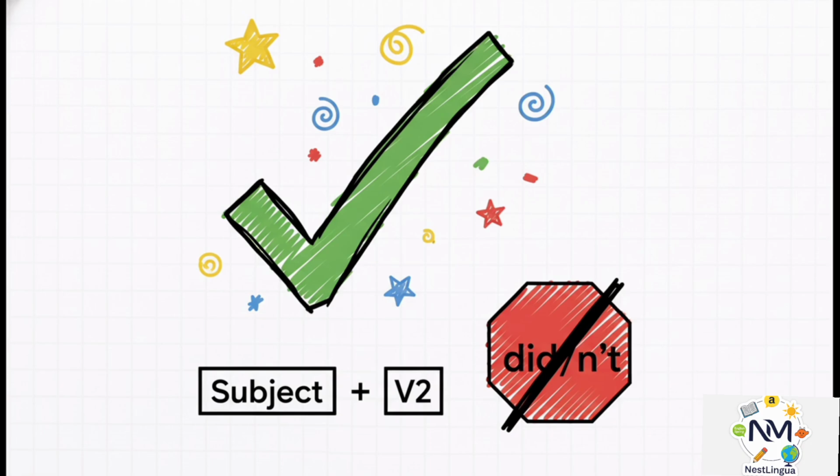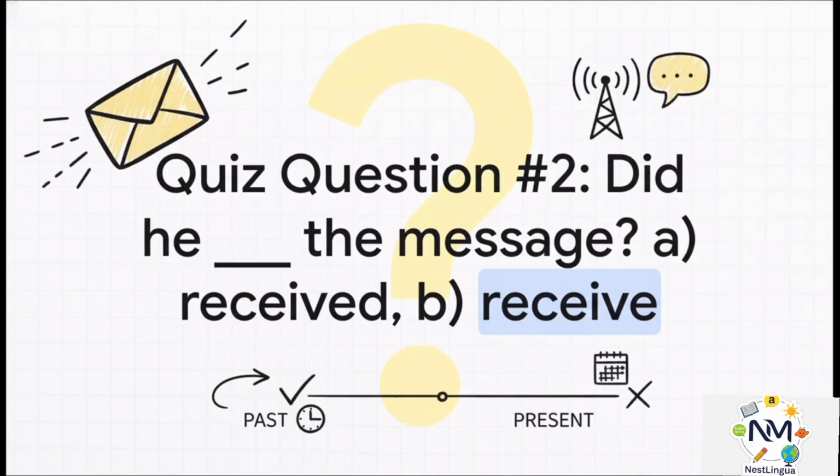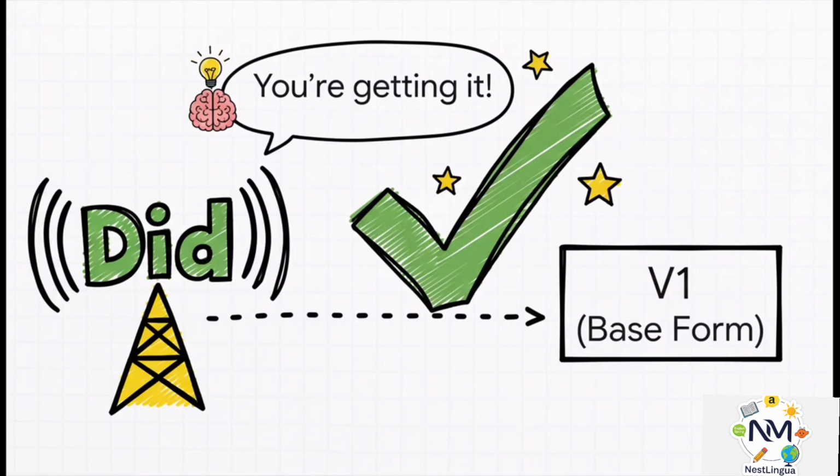There's no did or didn't to worry about, so we just use the simple past form, V2. You got it. Okay, one more for you. Did he blank the message? Should it be A, received, or B, receive? Look for that special signal word in the sentence. Yes, the answer is B, receive. And why? Because that signal word did is right at the start of the question. And we know that as soon as we see did, the verb has to be in its original V1 base form. See? It's like a secret code.